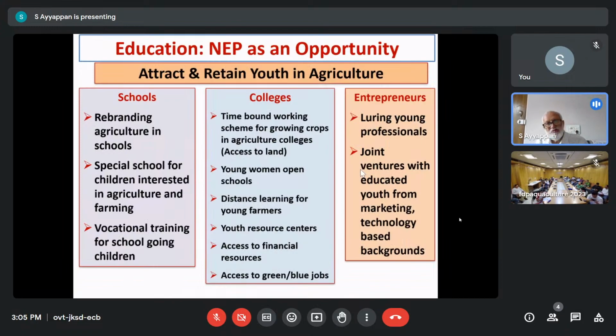What we are trying to do is, the new education policy is an opportunity. Agriculture, please remember, includes fisheries and aquaculture. So can we introduce it at school level itself? Some amount of agriculture in schools, in colleges, so that they become entrepreneurs and not just degree holders. This is the interest: to attract and retain youth in agriculture across the country.